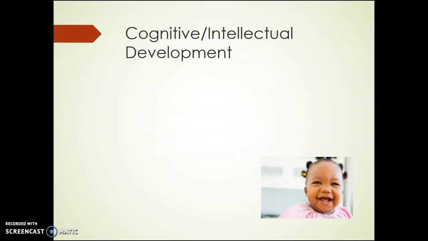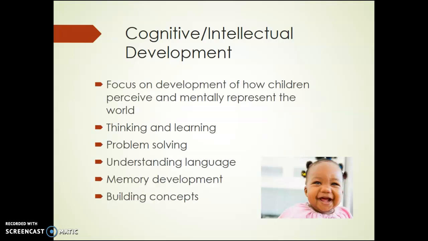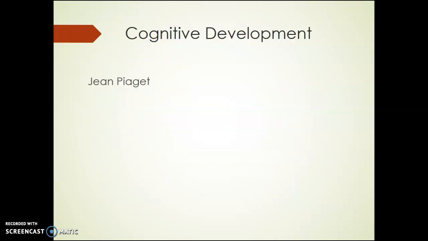Let's talk quickly about cognitive and intellectual, and then we'll pause because I'm about to run out of time. Okay, so cognitive and intellectual, this is to focus on how children perceive and mentally represent the world. And this has to do with thinking and learning, problem solving, understanding language, memory development, and building concepts. And so this brain development and this intellectual development is happening from birth, right? And all the experiences that a child has in the world is supporting their cognitive and intellectual development.